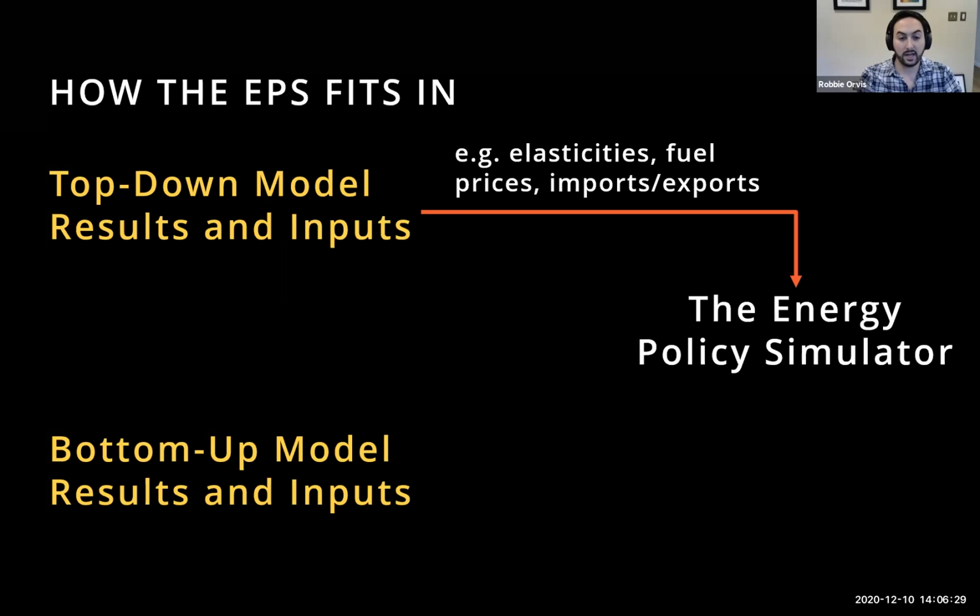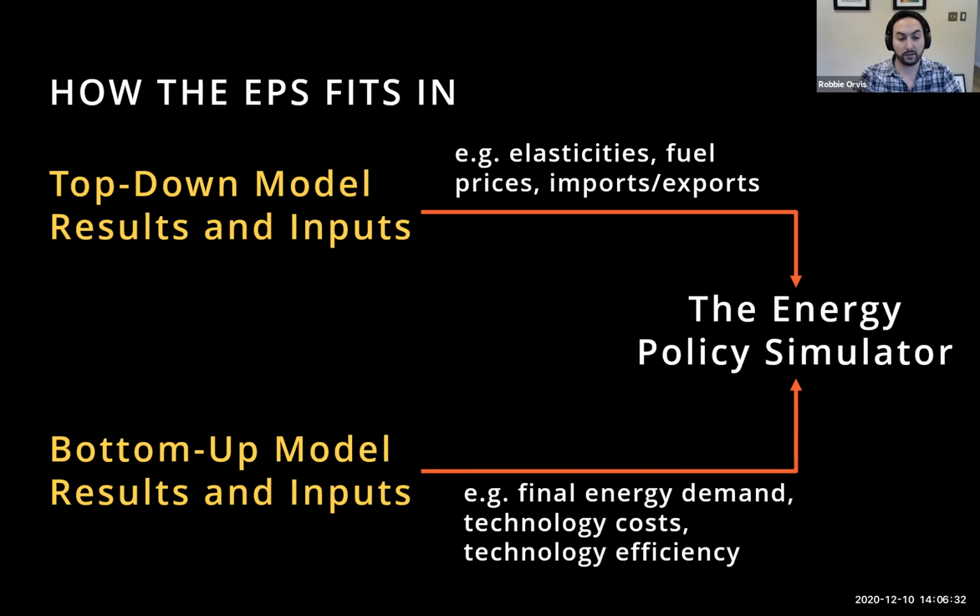We also take inputs and results from bottom-up models. These might be things like a stock turnover model. Some of you may have heard of LEAP. That's one good example that tracks the stocks, sales, and retirements of building equipment. And from those models, we might take things like final energy demand, technology costs, technology efficiencies.